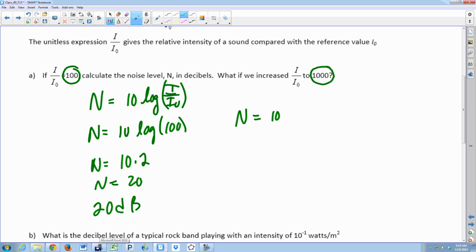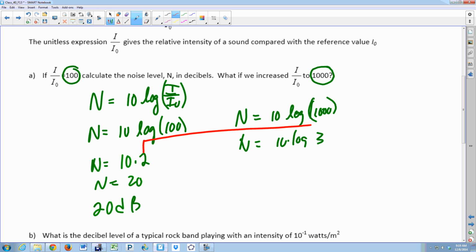N equals 10 times the log of 1,000. What's the log of 1,000? 3. So here you see similarly that increase of 1 that we saw with the Richter scale, but now that increase, oops, no log here. Now that increase, notice in both of these is being multiplied by 10. So now this gives us a decibel level of 30. So when our intensity increases by 1 from 2 to 3, our actual decibel goes from 20 to 30.